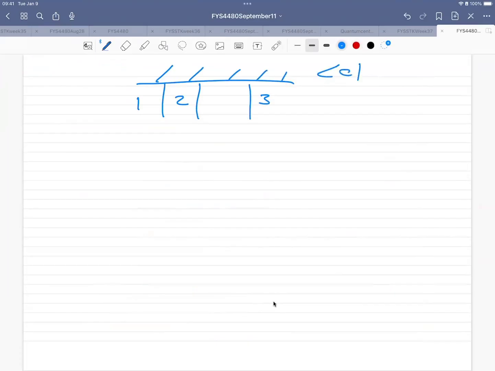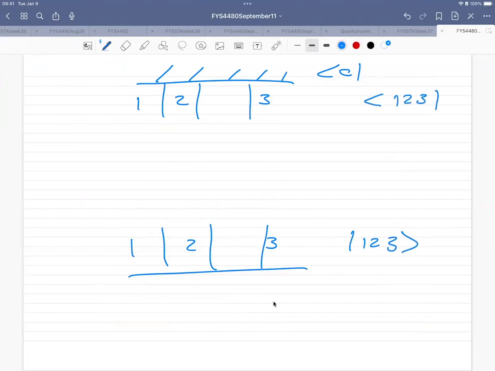So this is our vacuum state. And then we have the same going out, 1, 2, 3. So this is our state, 1, 2, 3. This is our state, 1, 2, 3 here. And then we have the interaction with P and Q and R and S.